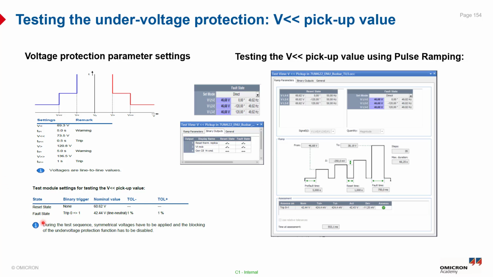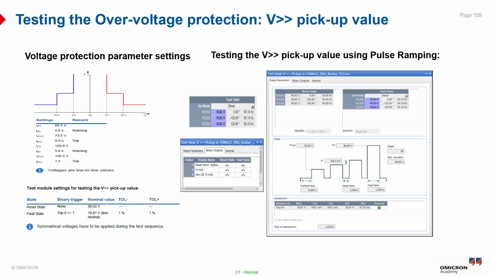And you can see from here the reset state and the fault state. So there is no binary trigger needed in the reset state, but we need a binary trigger with the trip contact from 0 to 1 with the fault state to allow us to measure the backup value of the undervoltage protection stage 2. In the same way, while testing the overvoltage protection, the V double greater stage of the overvoltage function, the pulse ramping test module also can be used to verify this pickup value and the tripping behavior at the higher voltage level.